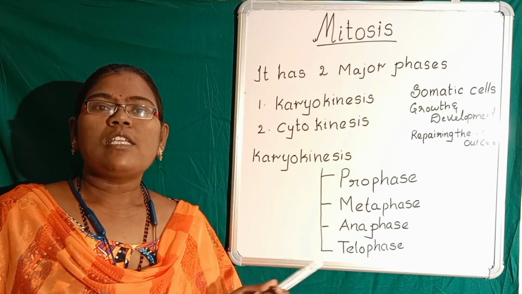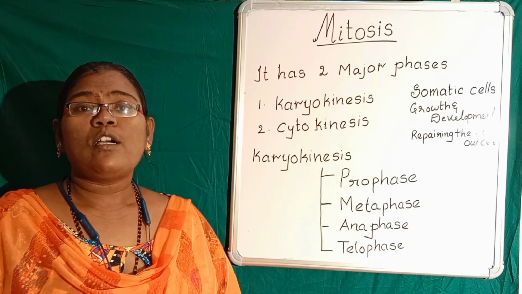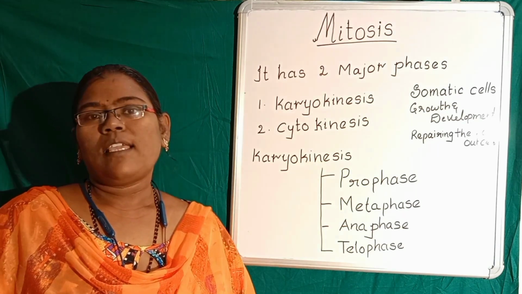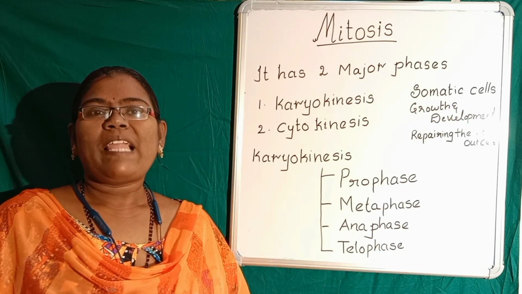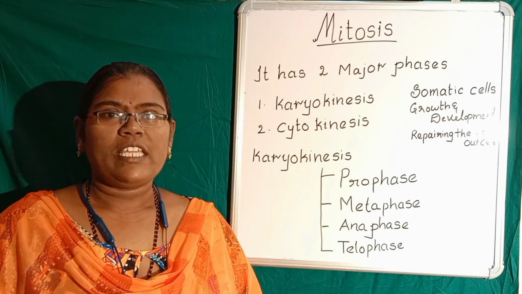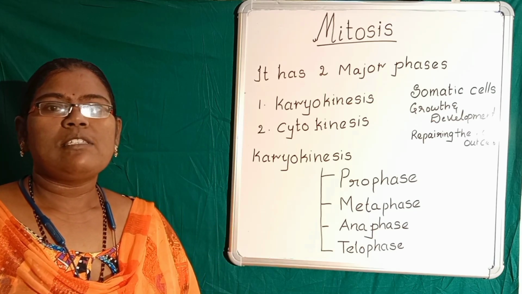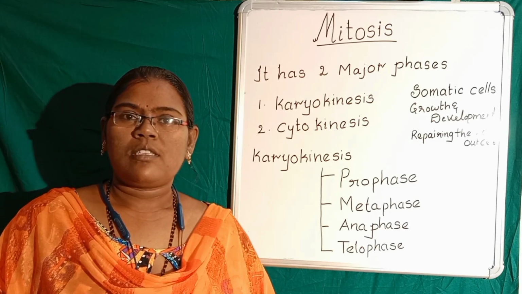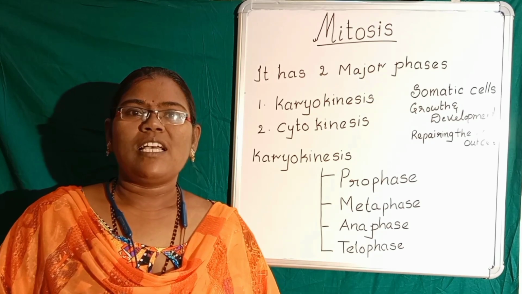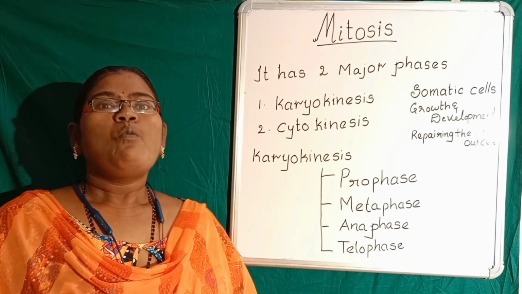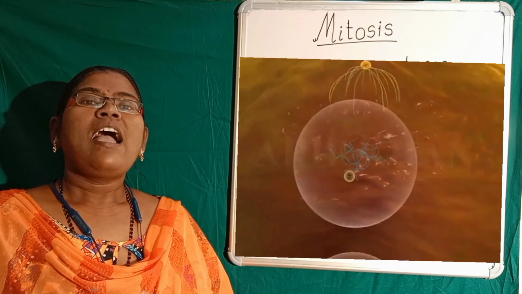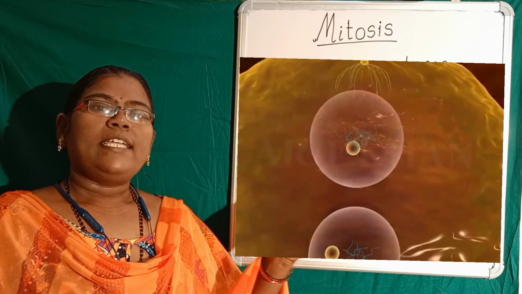The name mitosis was coined by Walter Fleming, and the schematic mitotic division was explained by Theodor Boveri. Now we'll enter into the mitosis process. Mitosis has majorly two stages: one is karyokinesis, and the other one is cytokinesis.